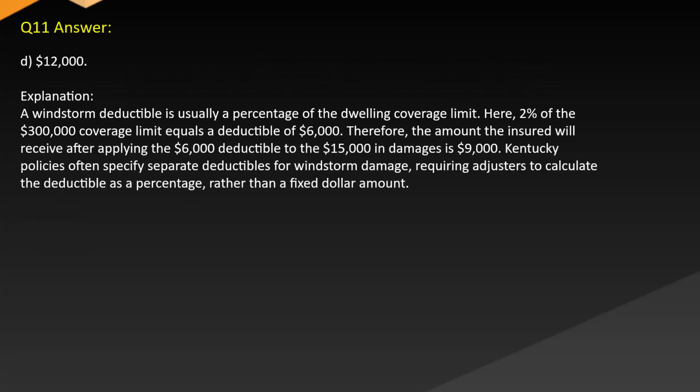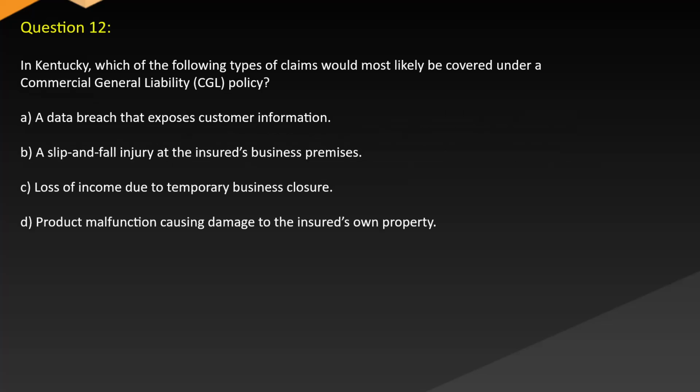Answer: D. $12,000. Explanation: a windstorm deductible is usually a percentage of the dwelling coverage limit. Here, 2% of the $300,000 coverage limit equals a deductible of $6,000. Therefore, the amount the insured will receive after applying the $6,000 deductible to the $15,000 in damages is $9,000. Kentucky policies often specify separate deductibles for windstorm damage, requiring adjusters to calculate the deductible as a percentage rather than a fixed dollar amount.